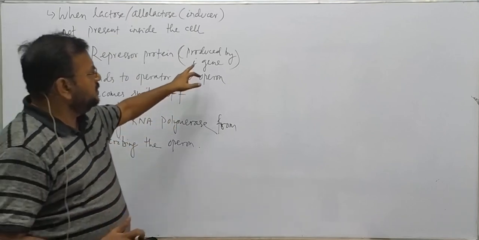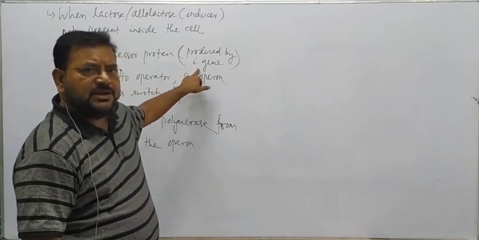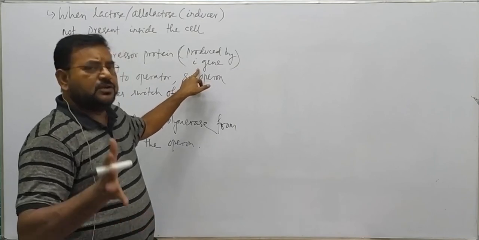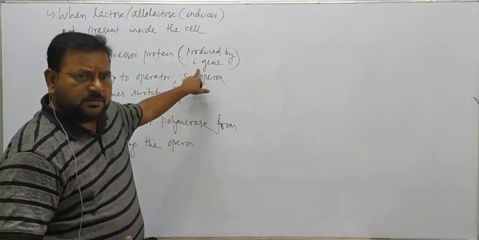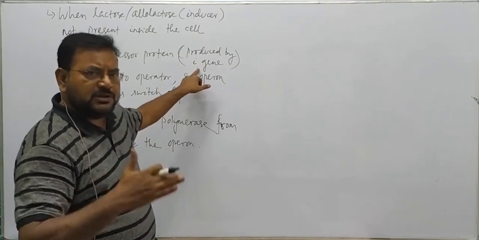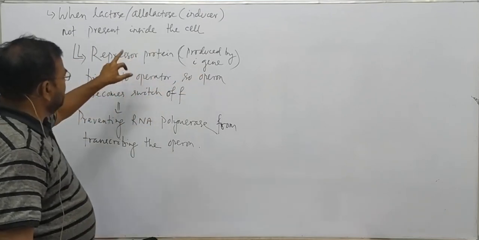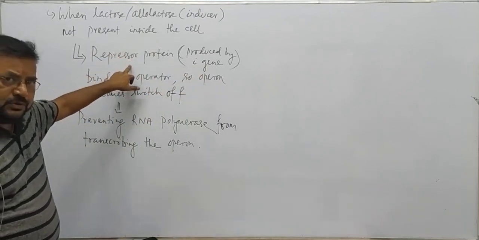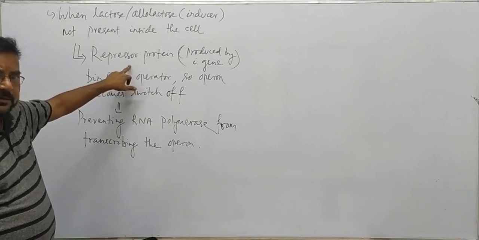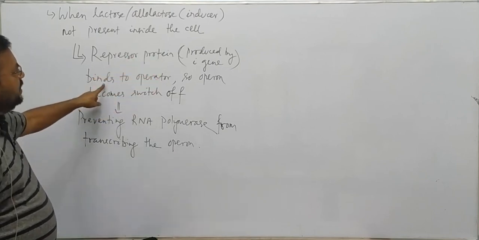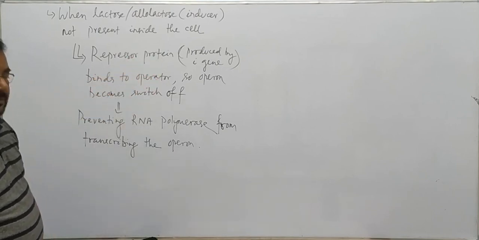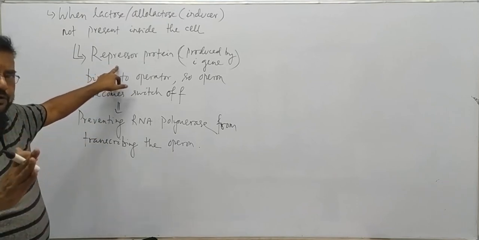I already told you that this i gene is the regulator gene. It doesn't have a switch. It doesn't have its own operator. All the time, it produces the repressor protein. So the repressor protein, which is produced by the regulator gene, binds to the operator. So the repressor protein is always produced.